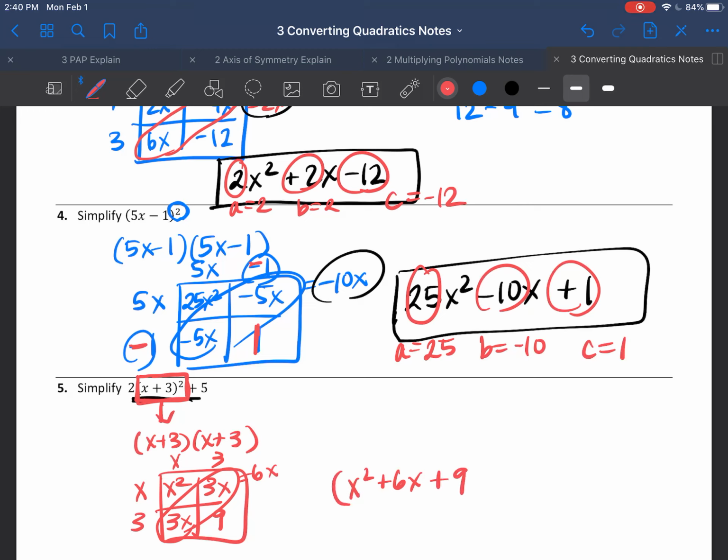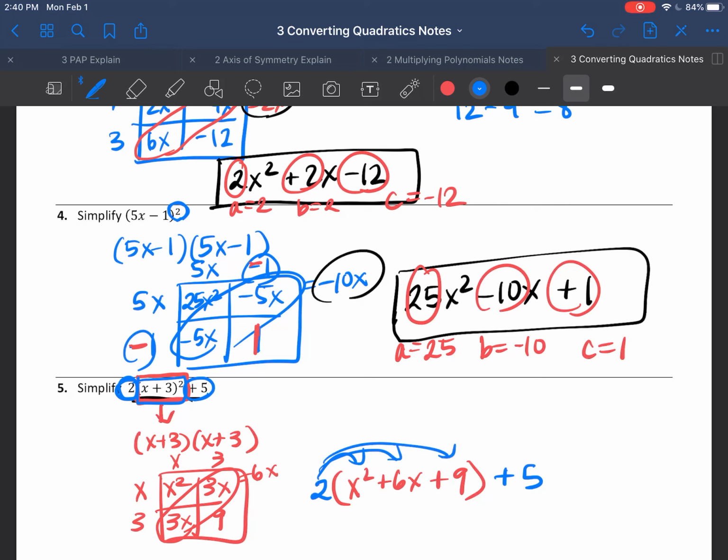Okay, as soon as you figure that out, put it back in parentheses, because now we can bring down the 2, and now we can bring down the plus 5. We've taken care of the exponent first, just like PEMDAS says. Now we have to multiply, then add. Your very last step is to add. Do not add that 5.